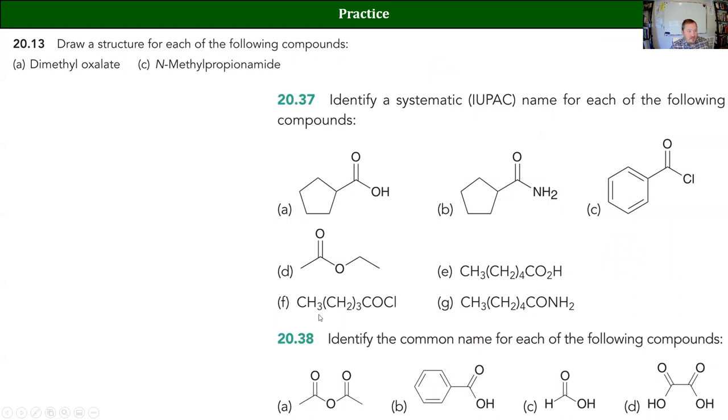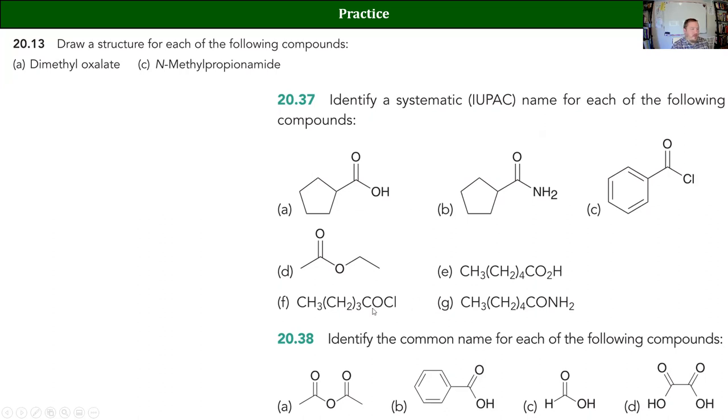D, we named F, it's four carbons in a row, and then it's an acyl chloride. So it would be butanoyl chloride. Butanoic acid if it was the acid. Or sorry, there's five of them, the methyl, then three CH2s, and then the next one. So it'd be pentanoic acid if it was the acid. If you drop the -ic and put -yl chloride, you get pentanoyl chloride.